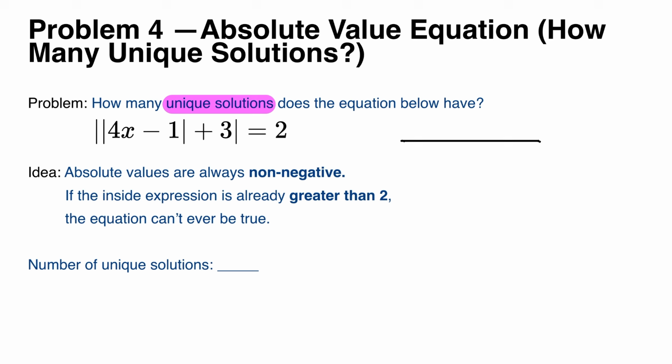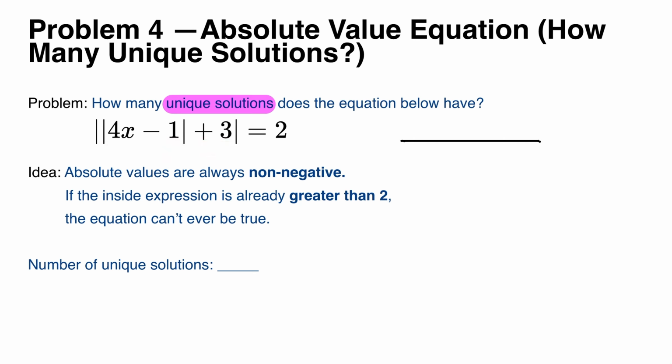Now, the absolute value of 4x minus 1 is an absolute value, so it can never be negative. The smallest it could ever be is 0. If I take something that can't go below 0 and add 3, the smallest it can be is 3. So the absolute value of 4x minus 1 plus 3 will always be 3 or bigger.